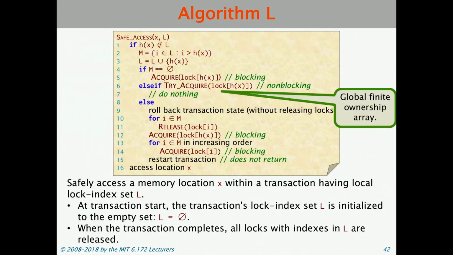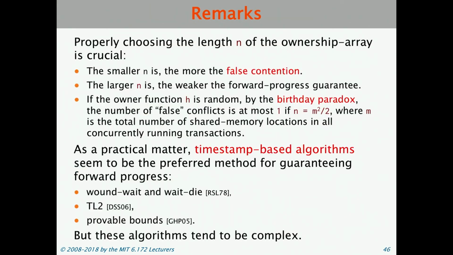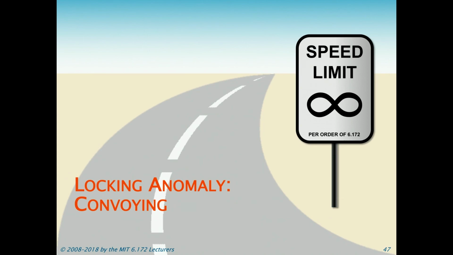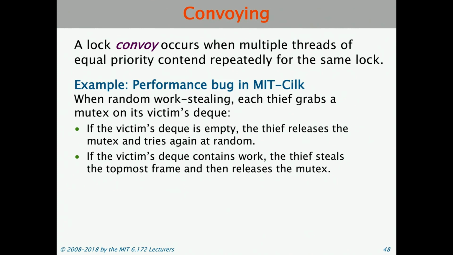There's one other topic that I wanted to go through here, which you should know about, which is this locking anomaly called convoying. And this was actually a performance bug that we had in our original MIT Cilk. So it's kind of a neat one to see and how we resolved it. And that's it.